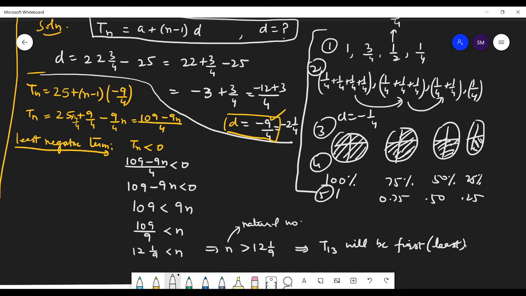The first is least in the sense, see, least numerically, right? Otherwise it is the largest, meaning highest negative term, right? But least in terms of numerical value, right? So the first negative term will be your least negative, right? So T13, so write it down, students.